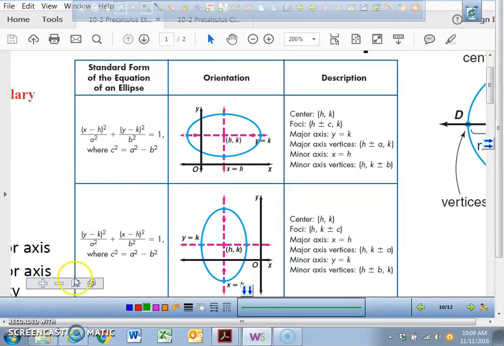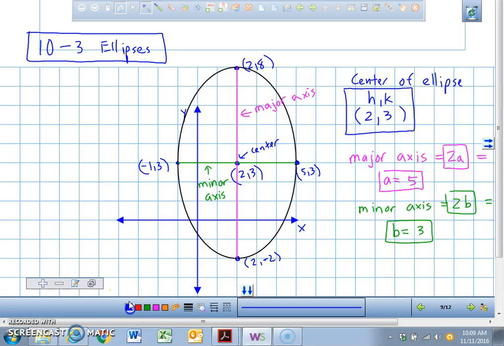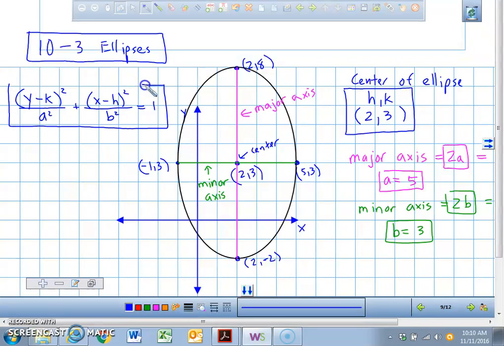So we're going to do this formula right here. In your journal, write (y - k) squared over a squared plus (x - h) squared over b squared equals 1. This is the formula right here. This is the equation that you're going to use to build an equation for an ellipse where the major axis is the longest going vertically.